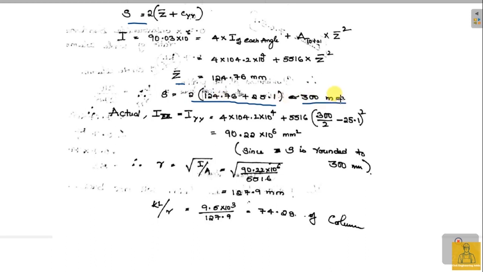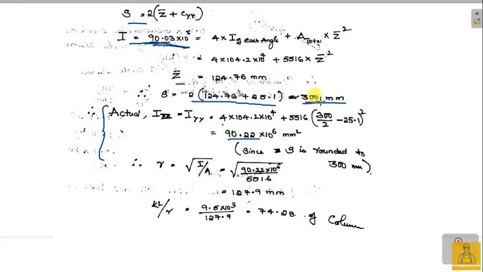Okay. Since I have rounded off to 300 mm, I need to find out the moment of inertia about ZZ and YY once again. Of course, you are not going to find much difference, right? See, the moment of inertia initially calculated is 90.03, and after rounding off the spacing, the moment of inertia is 90.22 into 10 to the power of 6. So in a way, you can just leave this step. No problem, you can directly use this value as the moment of inertia.